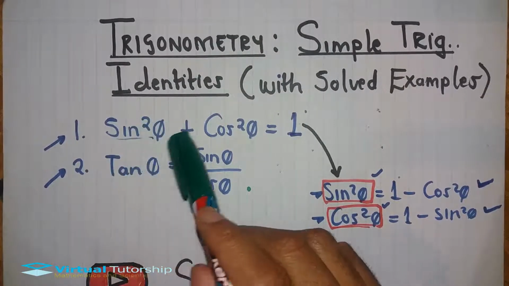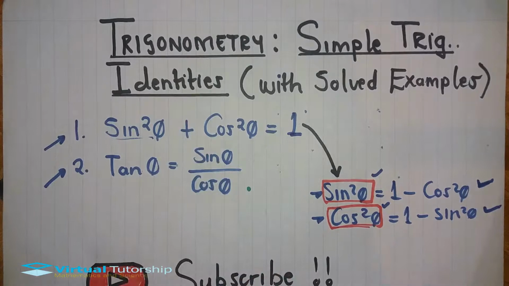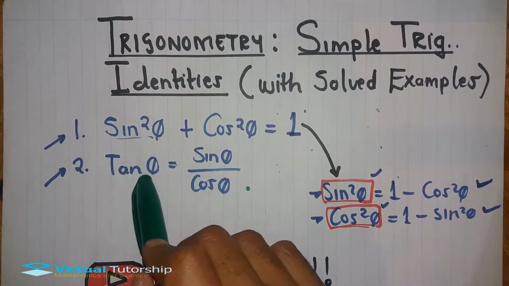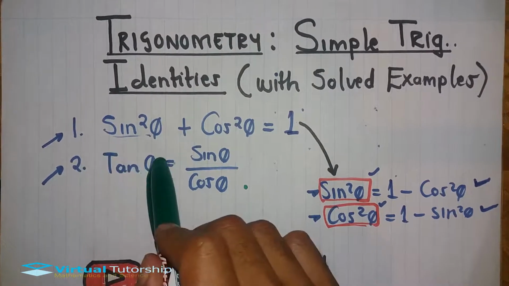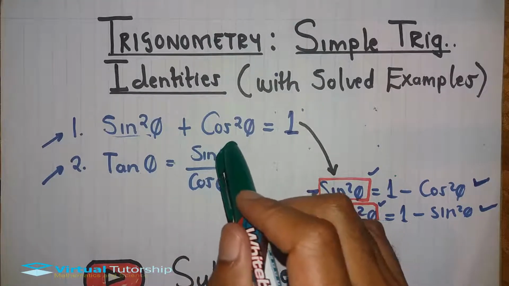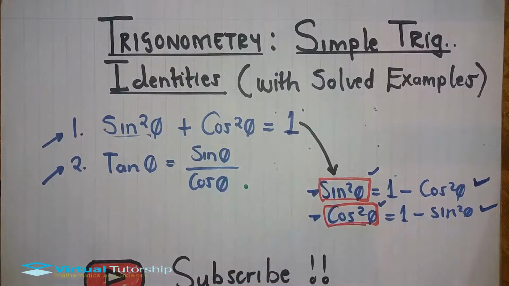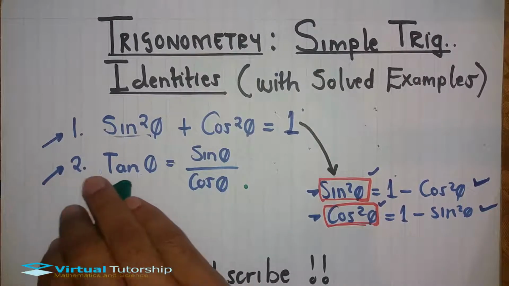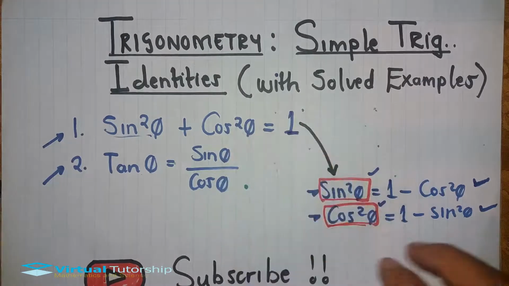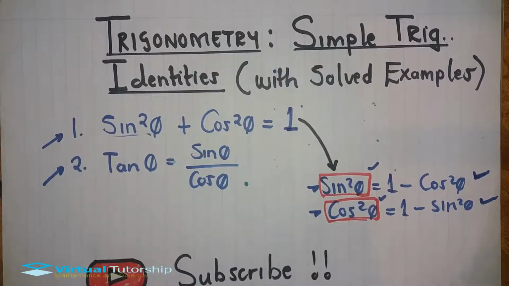Sine squared theta plus cos squared theta being equal to 1. The second one is tan. Tan siyakhona express in terms of sine theta and cos theta. So tan theta is equal to sine theta over cos theta, being the second identity esinayo.